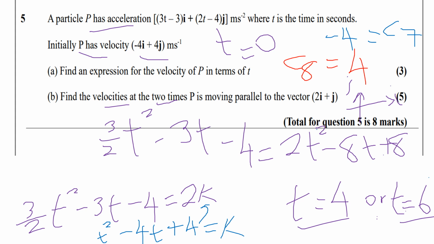The last part is we're going to substitute t is 4 and t is 6 back into our original components. When t is 4, we get 8i plus 4j for the velocity. And when t is 6, we get 32i plus 16j, when we sub t is 6 into our velocity vector components.